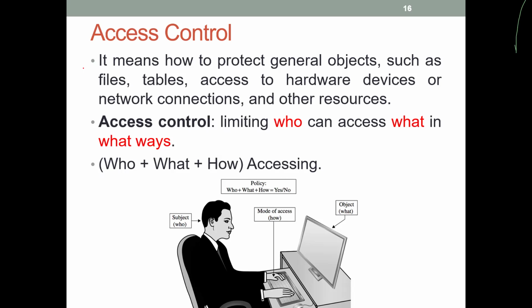Access control means we are limiting who can access, what can be accessed, and how it can be accessed. If you define these three aspects for a particular place, software, or information system, that is what we call access control. So when controlling access, you need to think in three ways: who are the people accessing, what they can access, and how they can access.